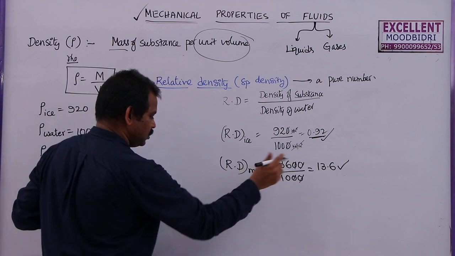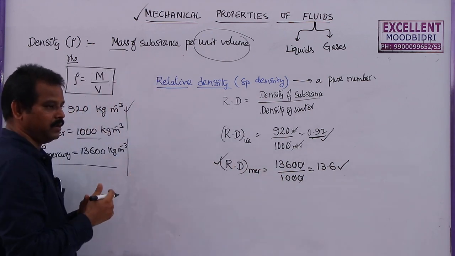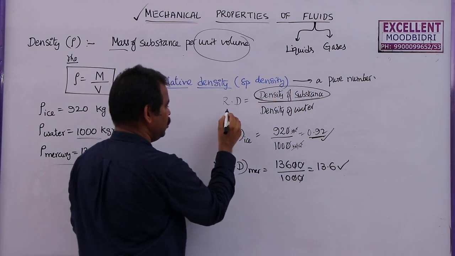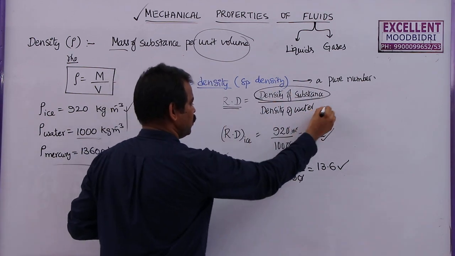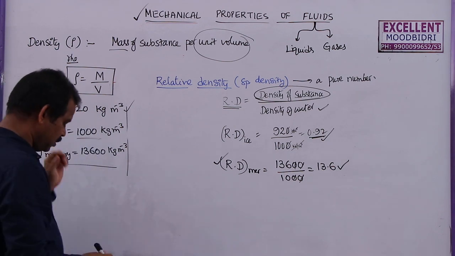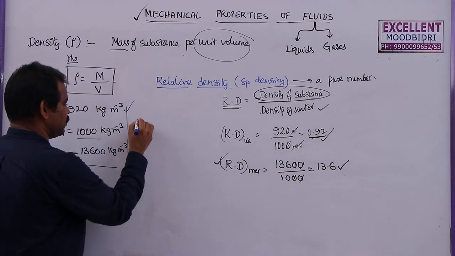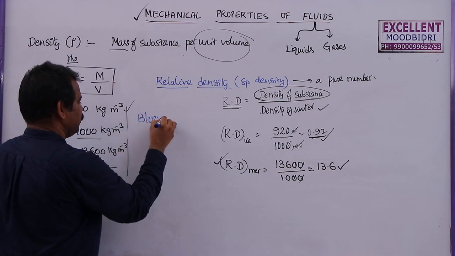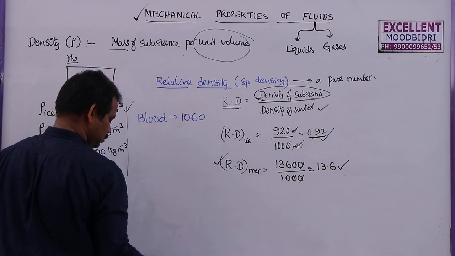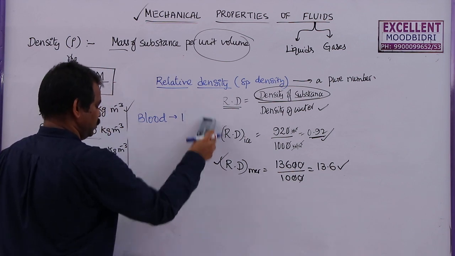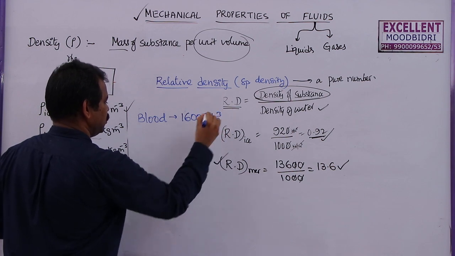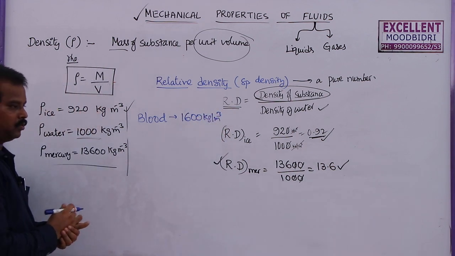Now, if you know this relative density, you can find the density of any substance. So the density of any substance is equal to the relative density multiplied by the density of water. In a problem, instead of giving the density of a substance, for example, let me take blood only. Here the blood density, actually I wrote there 1060. So this is not 1060, this is 1600. So this is 1600 kg per meter cube.